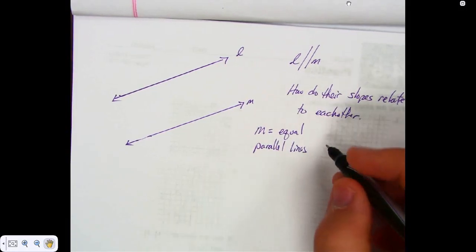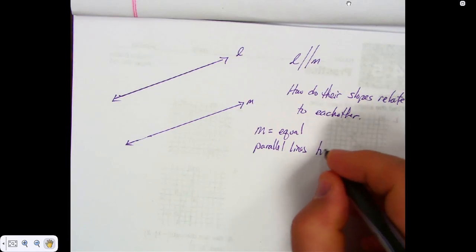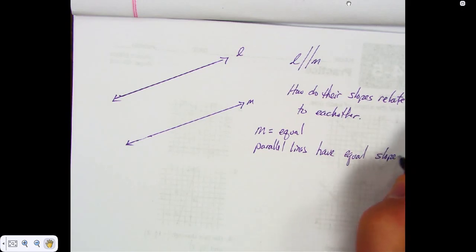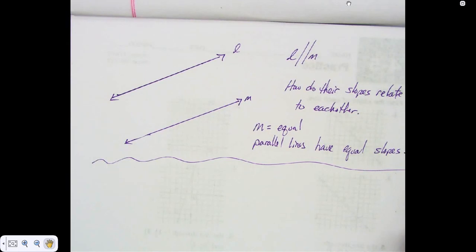So if two lines are parallel, what do we know about their slopes? They're equal. Parallel lines have equal slopes. So when they give you a set of points and say, tell me if the two lines that contain these points are parallel, you're going to find the slope of each one and see how they relate to each other, right? If they're the same, then they're parallel.